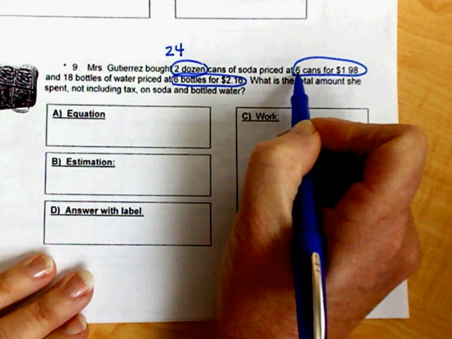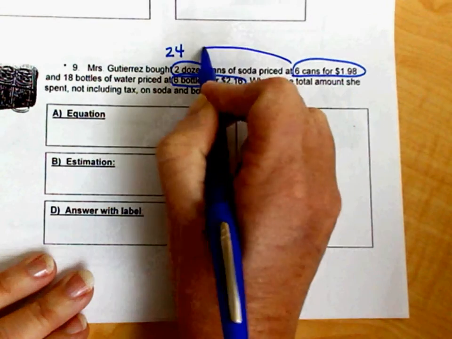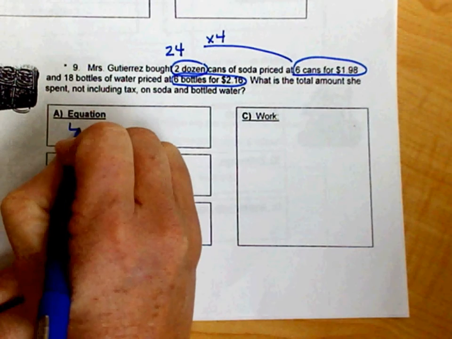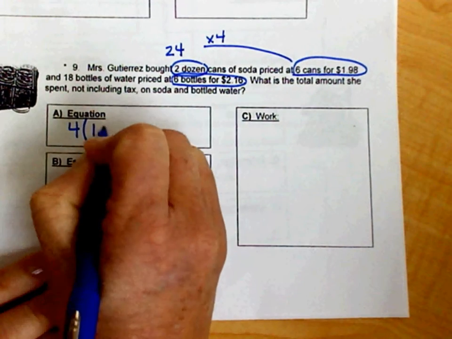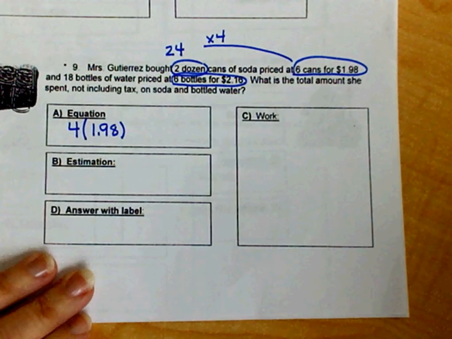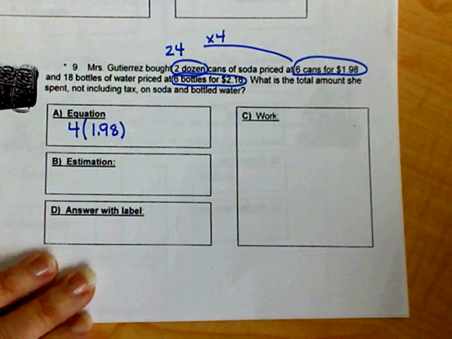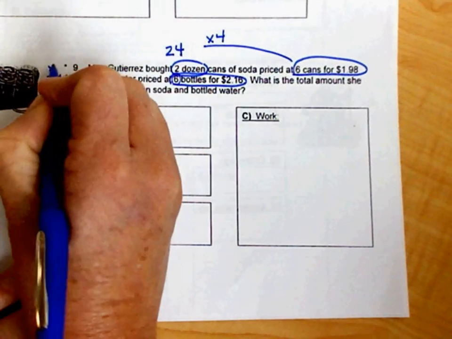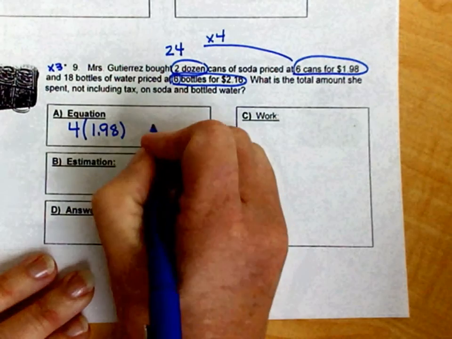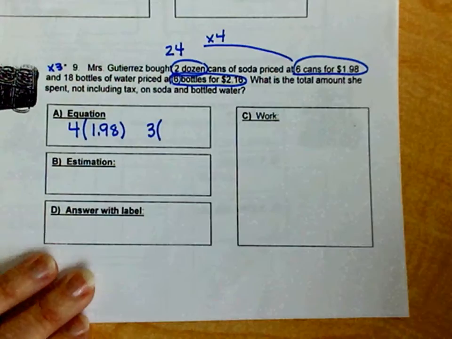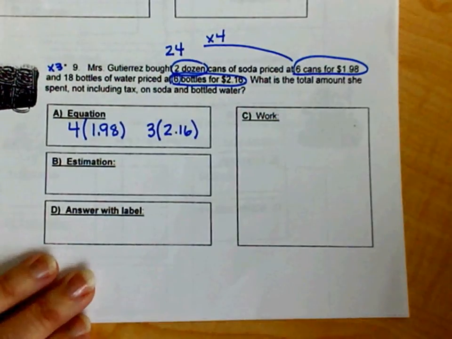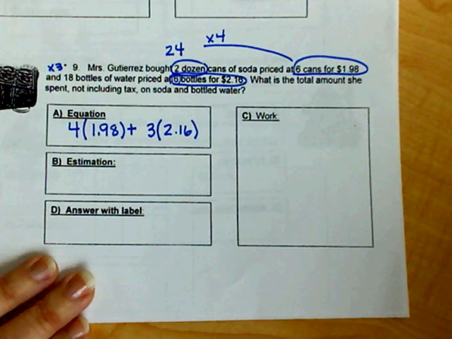So to purchase cans that come in packages of 6, I would need 4 packages of 6. So when I write that as an equation, I need 4 times my $1.98 to get my total amount of cans of soda to make 2 dozen. For my 18 bottles, if they come in packages of 6, I would need 3 times 6 to get to my 18. So I need 3 packages of $2.16 to get to my 18 bottles. Then I get to add those problems together to get my total amount.